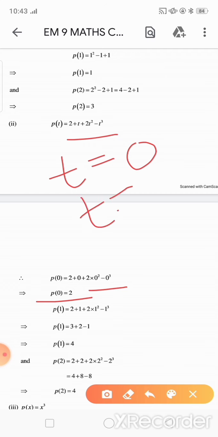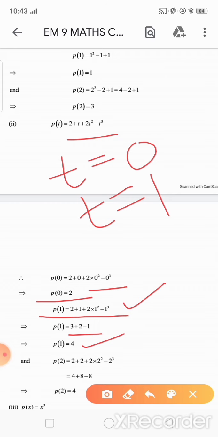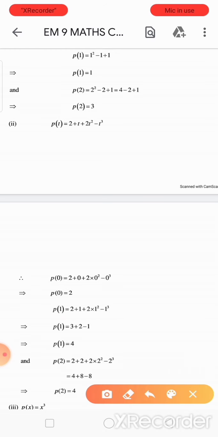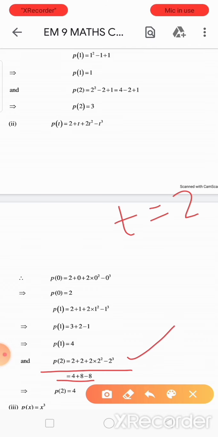Next, for value of t is equal to 1, substituting in our polynomial, we get p of 1 is equal to 2 plus 1 plus 2 into 1 square minus 1 cube. Simplifying this step, we get p of 1 is equal to 3 plus 2 minus 1, and last adding and subtracting, we get the value of p of 1 is equal to 4. And next, for t is equal to 2, substituting t is equal to 2, we get p of 2 is equal to 2 plus 2 into 2 whole square minus 2 cube. Simplifying this step, we get 4 plus 8 minus 8, and adding and subtracting, we get the value of p of 2 is equal to 4.